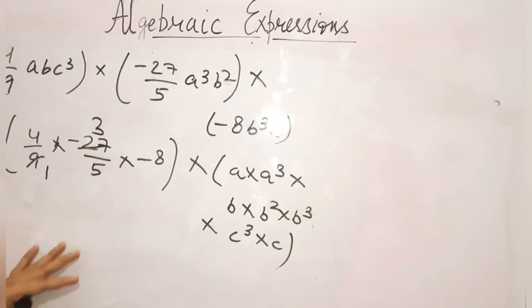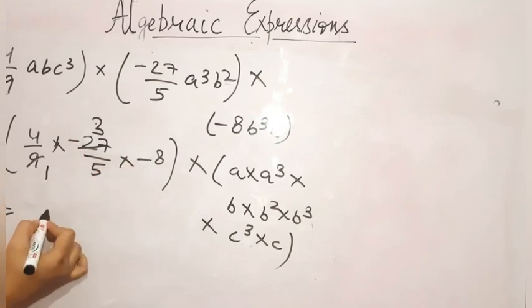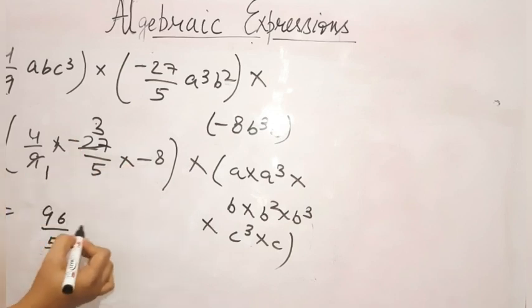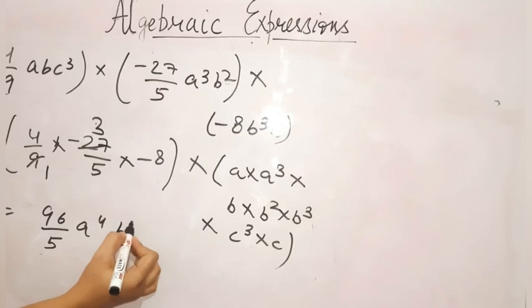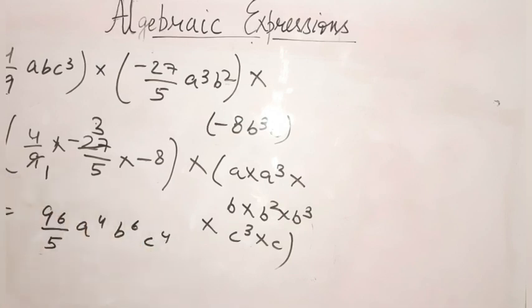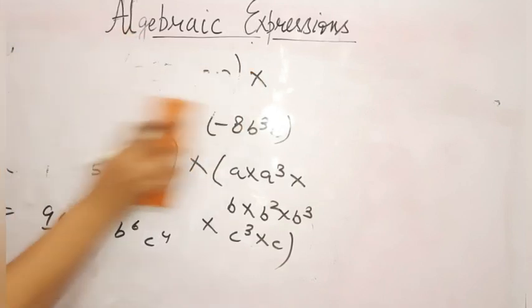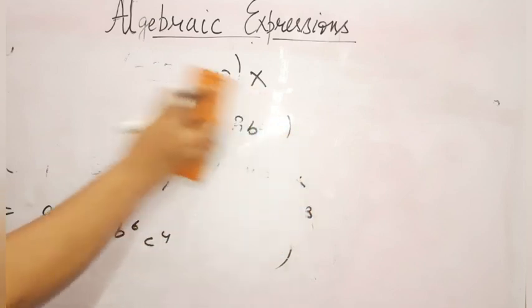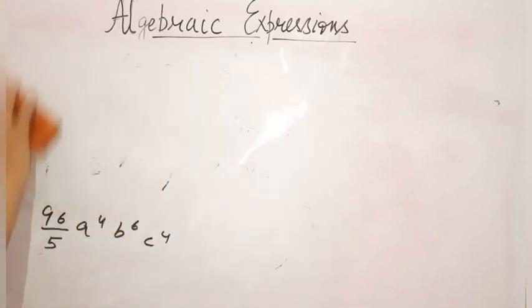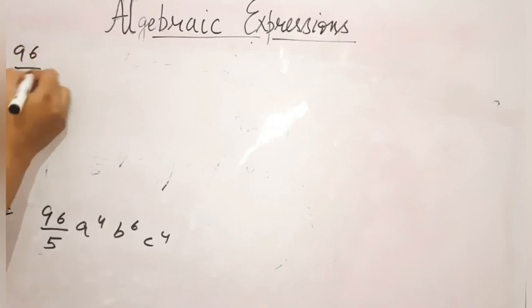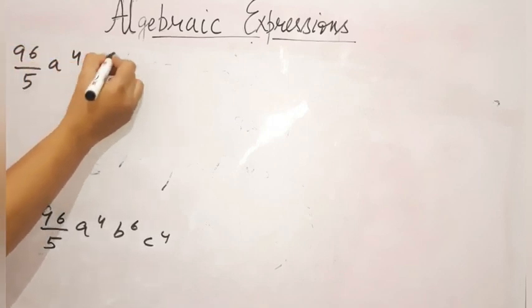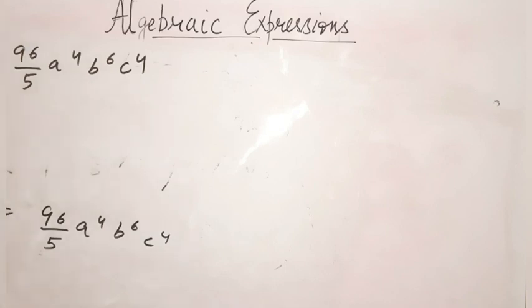Now what is left? It will be 4 threes are 12, 12 eights are 96, minus minus plus. So 96 upon 5, A to the power of 4, B to the power of 6 and C to the power of 4. This is your right hand side. Now in this only, in this algebraic expression only, we have to place the value of A, B and C in order to verify the LHS and RHS. So 96 upon 5, A to the power of 4, B to the power of 6 and C to the power of 4.